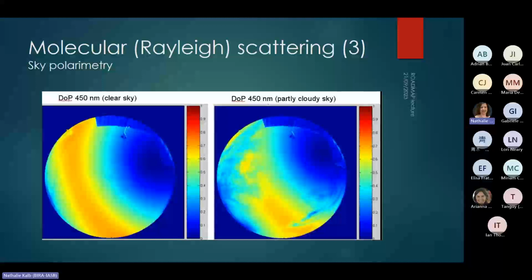Here's an example of sky polarimetry. It's just an instrument on the ground. You look upwards, you have a fisheye lens, you investigate the entire atmosphere. You have a spectral filter, 450 nanometers. This is clear sky. This is scattering angle 90 degrees. This is the maximum.